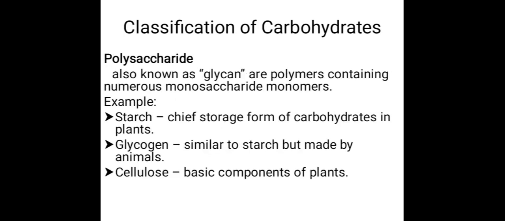And then we have polysaccharide. Polysaccharides, also known as glycans, are polymers containing numerous monosaccharide monomers. Basically, from the term poly, meaning many, there are several monosaccharide units. Examples are starch, glycogen, and cellulose. Starch is the chief storage form of carbohydrates in plants. Then we have glycogen, similar to starch but made by animals. So starch is from plants, glycogen is from animals, and then we have cellulose, or the basic component of plants.